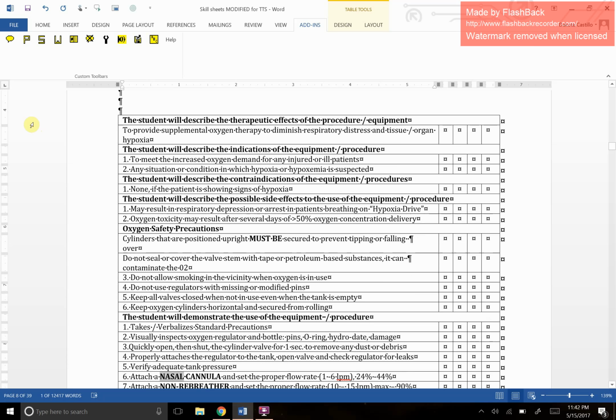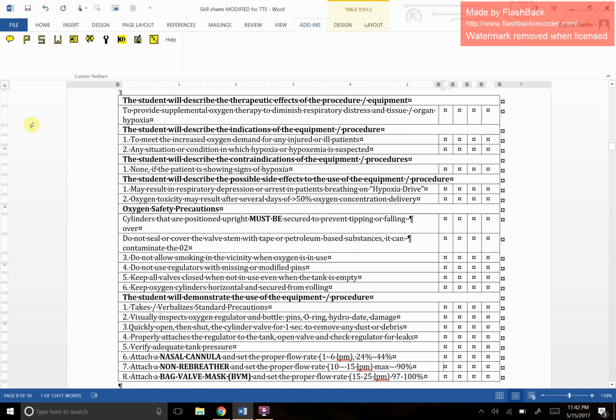6. Attach a nasal cannula and set the proper flow rate, 1-6 lpm, 24%-44%. 7. Attach a non-rebreather and set the proper flow rate, 10-15 lpm, max 90%. 8. Attach a bag valve mask (BVM) and set the proper flow rate, 15-25 lpm, 97-100%.